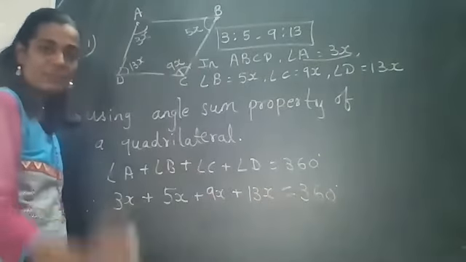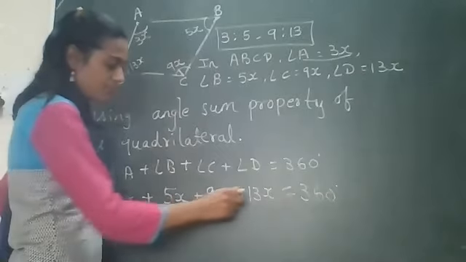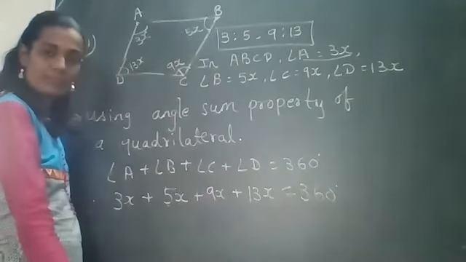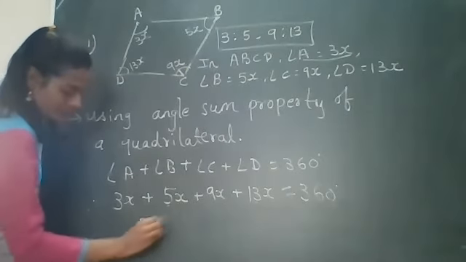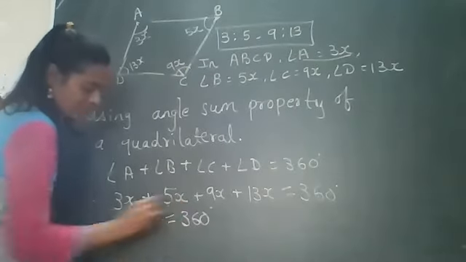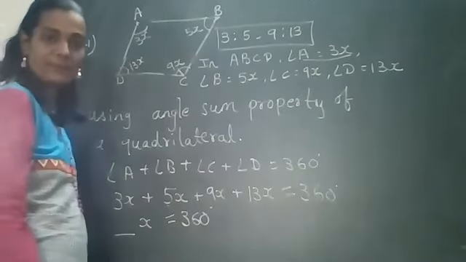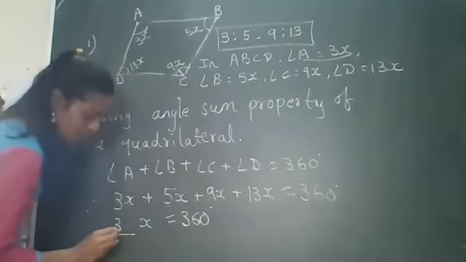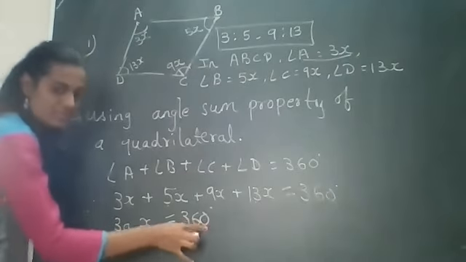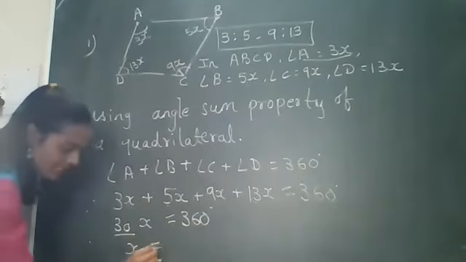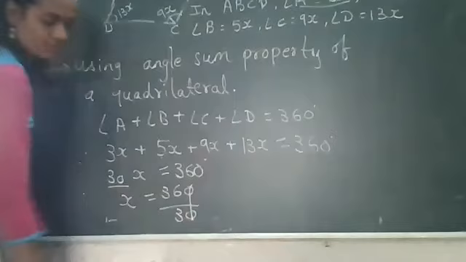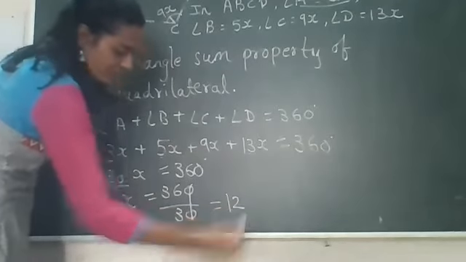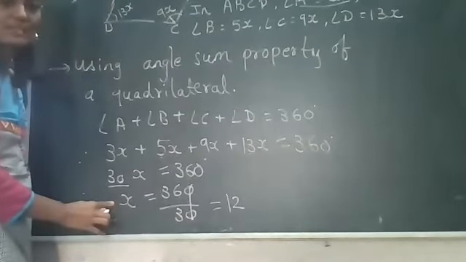Now you have to tell me 3 plus 5 plus 9 plus 13. Total 30. This will become 30x is equal to 360. So what is the value of x? x is equal to 360 upon 30. The zeros will be cancelled out, upon 3, and we will get 12. Value of x is equal to 12.